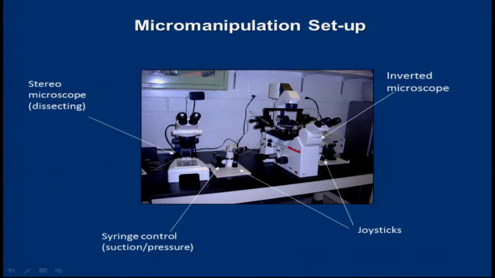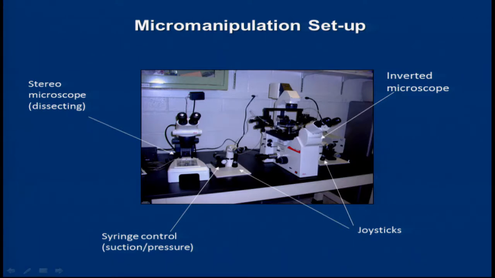Now, in order to do cloning in animals, we have to use a micromanipulation setup because these embryos are much smaller than amphibians. So a mouse embryo is around 80 to 100 microns, and a bovine embryo is around 140 to 180 microns. So you can imagine even doing simple embryo splitting wouldn't be possible without the use of a microscope.